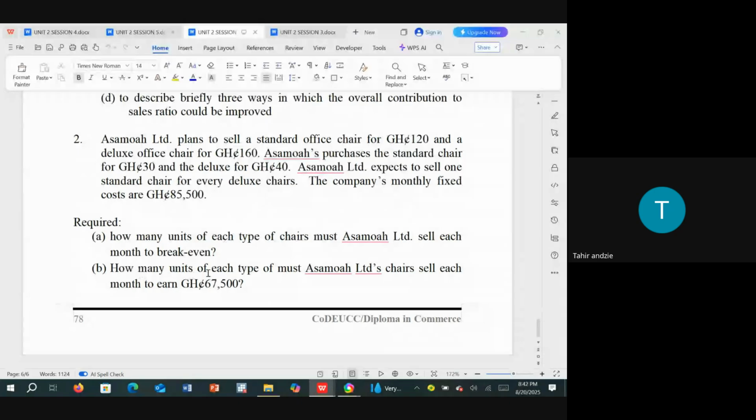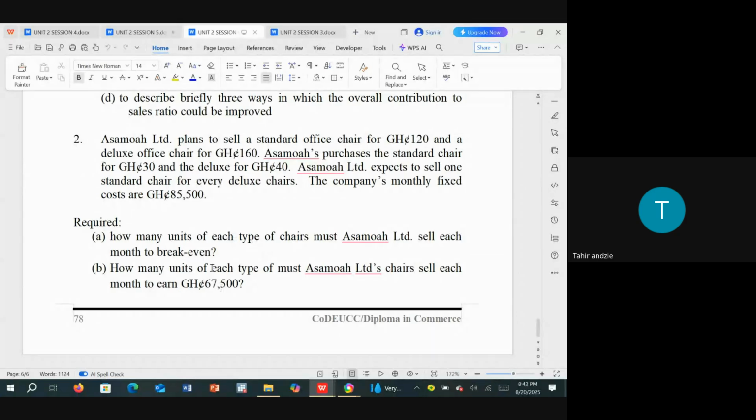Then how many units of each type of Asamoah Limited chair must be sold each month to earn this target profit?